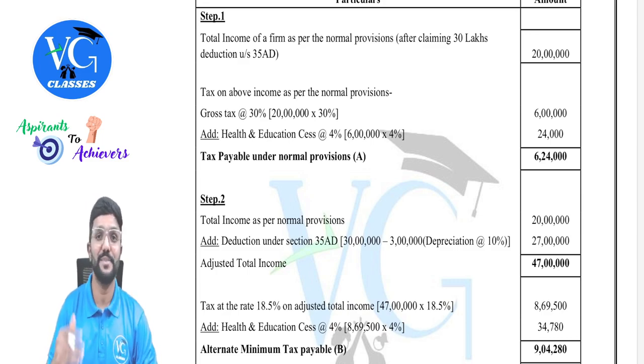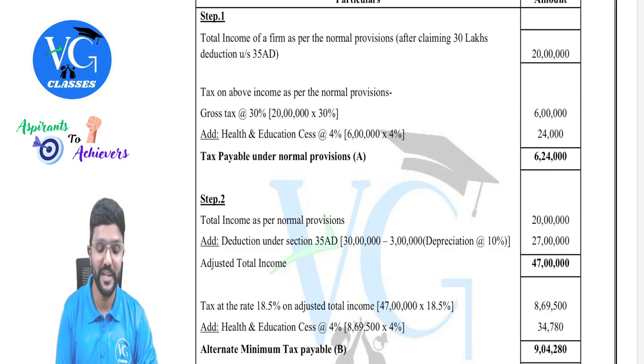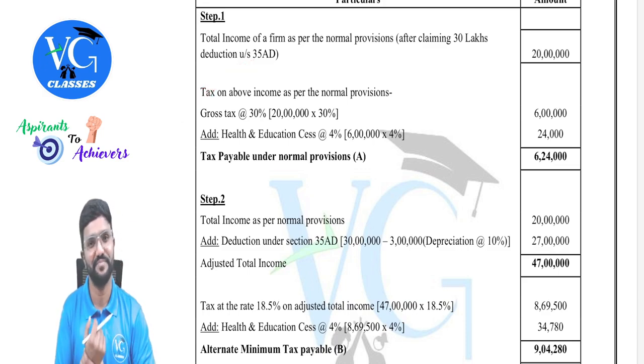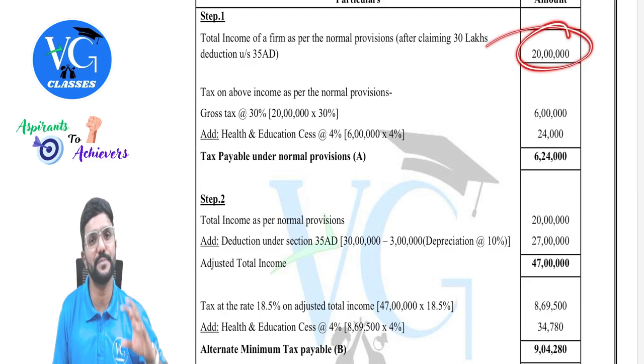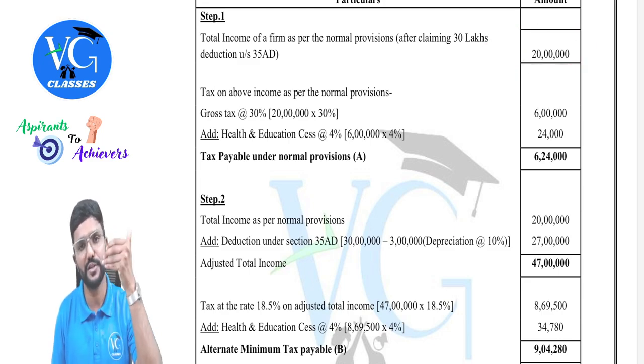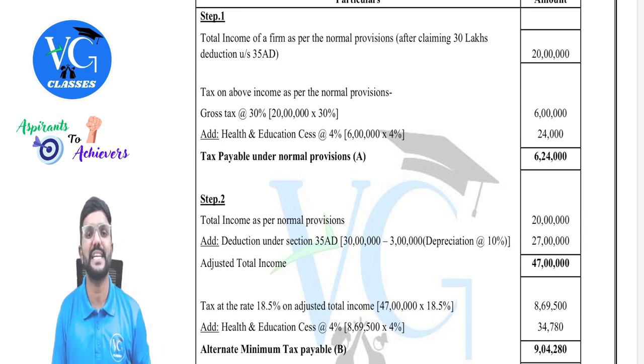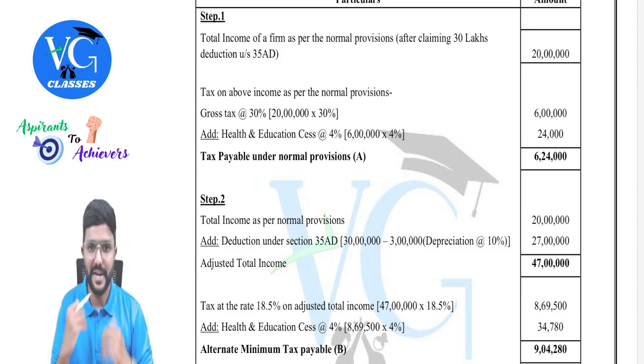Got it? Yes. Especially if it is an individual or HUF, please be careful. You need to apply slab rates here. And if total income includes any special income, then calculate tax on special income first. Then add tax on the remaining income at normal rate. Okay, let me continue with this.